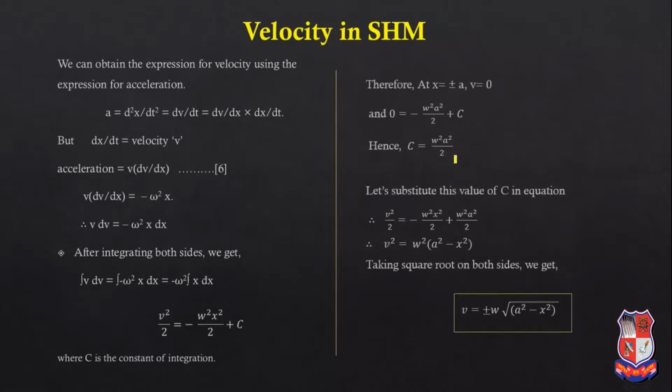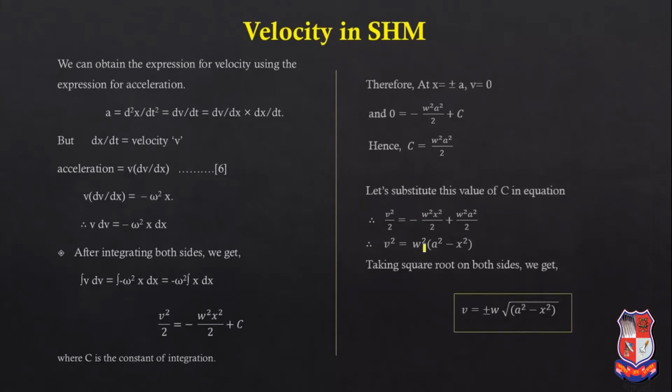Okay. Now to find the value of c, let us consider the boundary value condition. When a particle performing simple harmonic motion is at its extreme condition, the displacement of the particle is maximum and the velocity of that particle is going to be 0. So we can write x is equal to plus or minus a. At the extreme point, velocity is going to be 0, and 0 is equal to minus omega square a square by 2 plus c. Now the value of c is going to be c is equal to omega square a square by 2. Now putting the value of c in this equation, we get v square by 2 is equal to minus omega square x square divided by 2 plus omega square a square by 2.